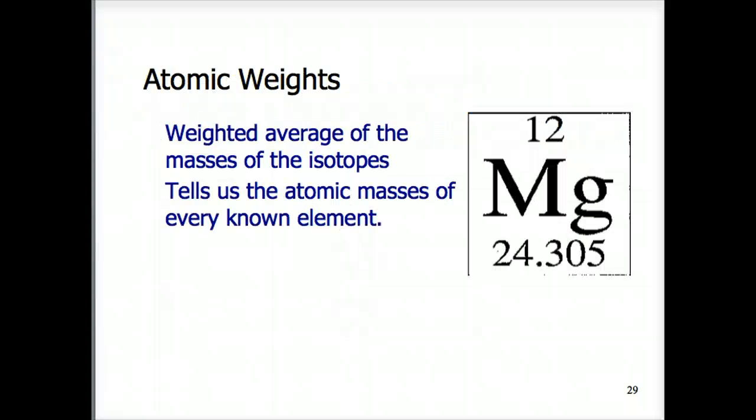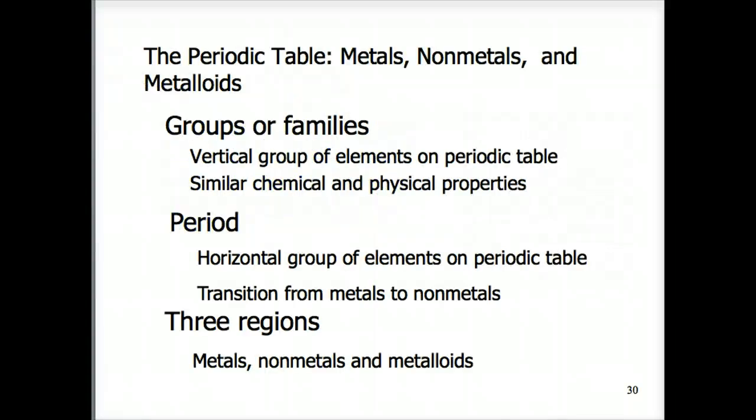Okay. The weight that you see at the bottom of the periodic table underneath each element is the weighted average of all of the masses of isotopes for that element. So while we may not carry these digits out to 3 or 4 decimal places, you should just know that those masses are a weighted average. Okay. Now let's look at the periodic table in a little more detail.